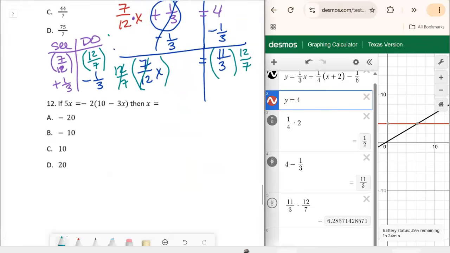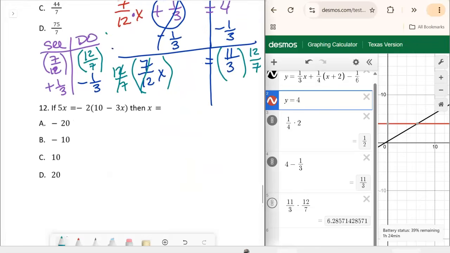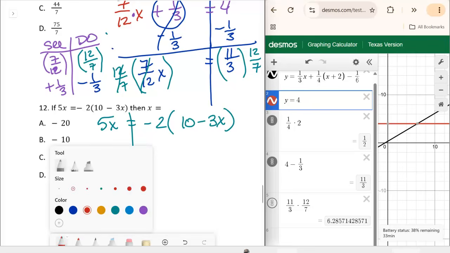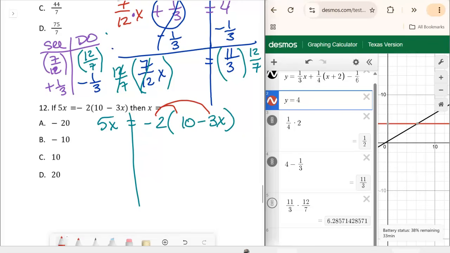All right, the last problem. I'm going to rewrite it. 5x equals negative 2 parentheses 10 minus 3x. Remember, you can put that in y equals, and go see where they cross. First step is to distribute. So I have to distribute negative 2 times 10 gives me a negative 20. Negative 2 times a negative 3 is a positive 6x. Bring down the 5x equals.